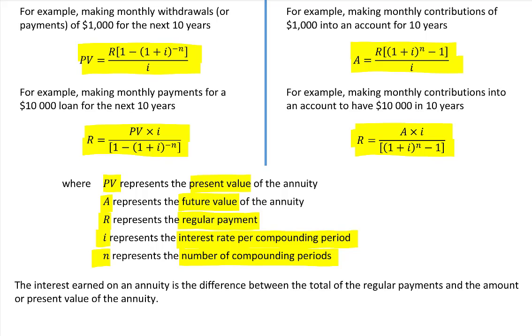If you're looking to find the interest earned on an annuity, it's the difference between the total of the regular payments and the amount or present value of the annuity. So depending which type of calculation you're doing, it's either going to be subtracting from the amount or subtracting the present value.